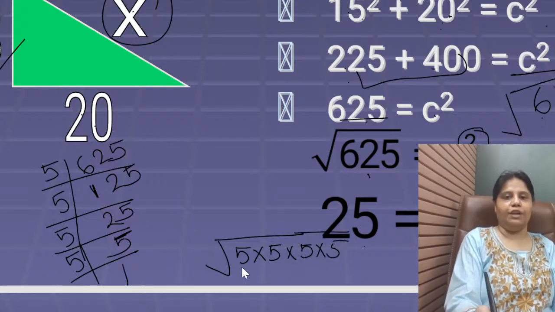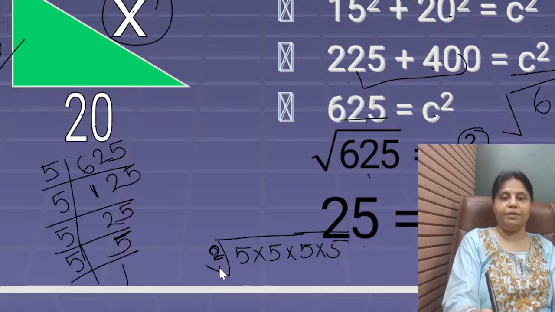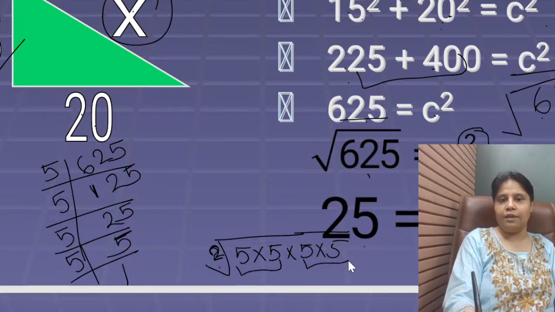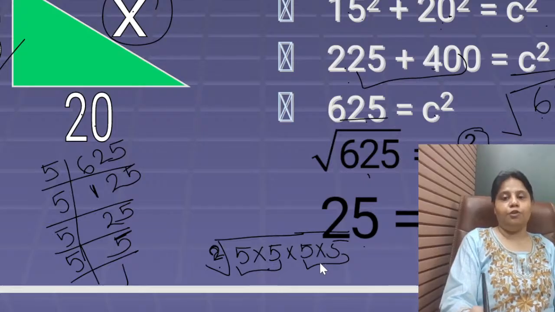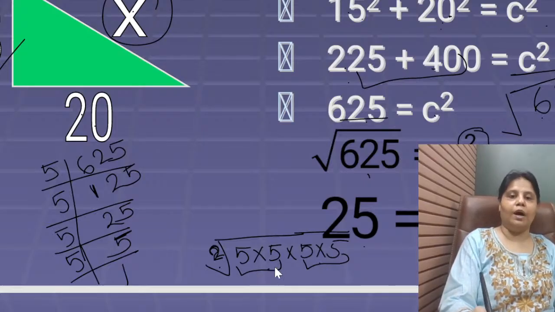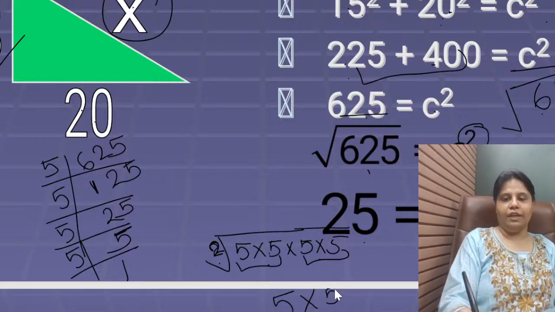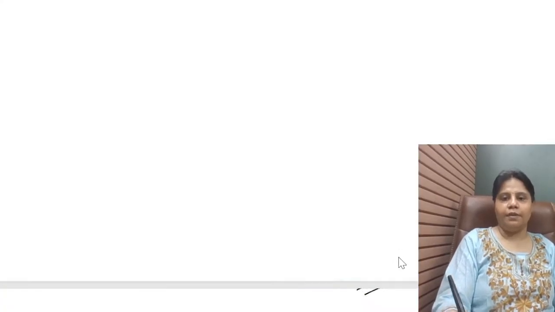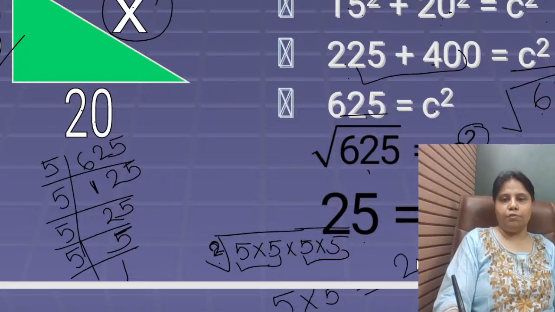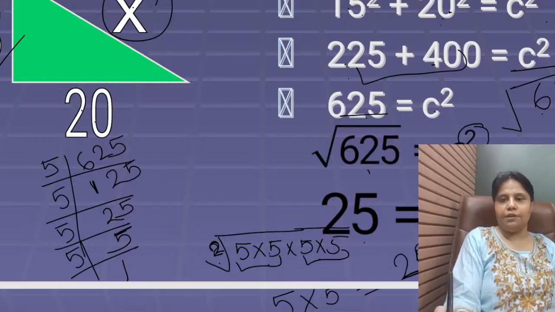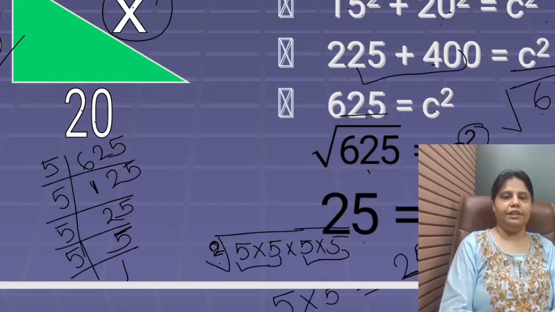As it is a square root, square root means 2, that means a pair of 2 will be there. So there is one pair of 5 and a second pair of 5. Out of one pair we will take one 5 out, and out of the other pair we will take another 5 out. So it is 25. So c is equal to 25. Got it? Any doubt?